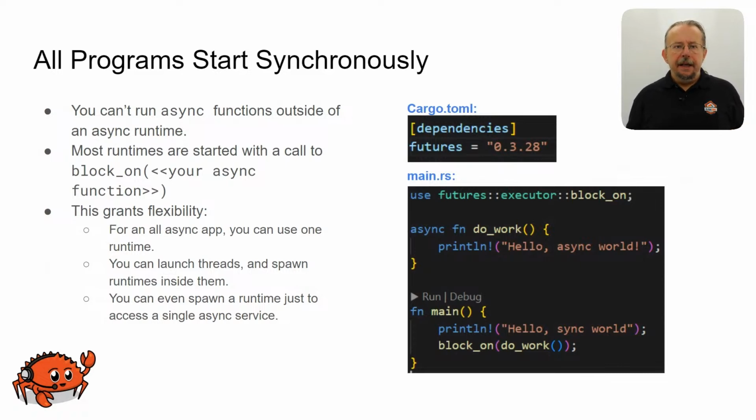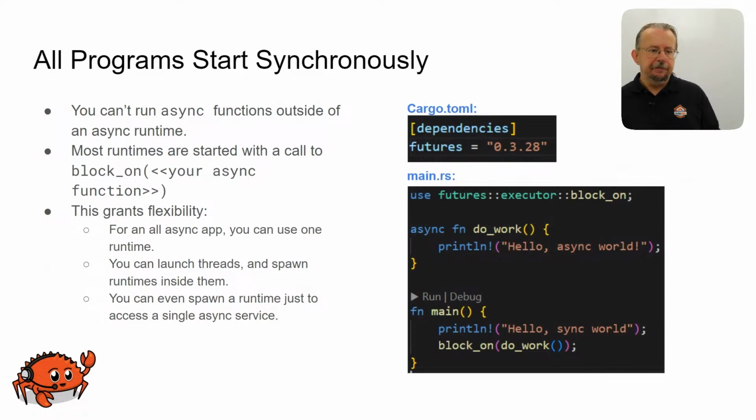block_on is an inversion of control. You're saying, okay, futures, I'm going to give you the first asynchronous function to run. It's up to you to provide the runtime environment, provide everything that's needed to run, let it run. When that async program exits, then stop blocking, stop holding control, and we'll carry on just like we're a normal synchronous program.